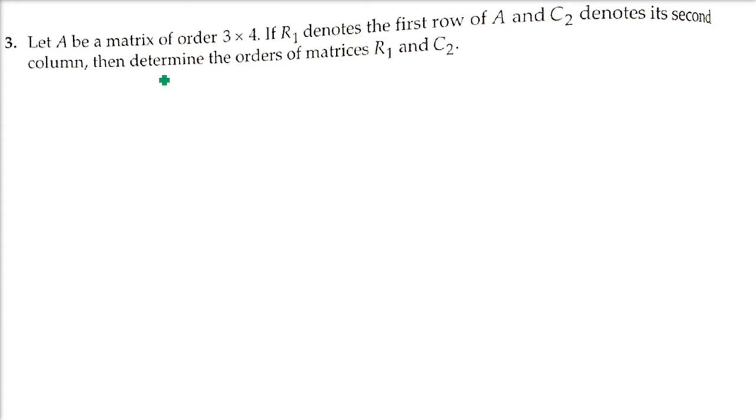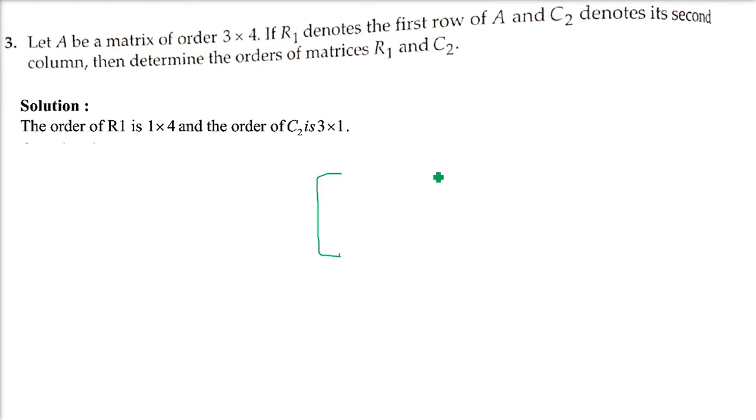Let A be the matrix of order 3 cross 4. Let R1 denote the first row of A and C2 denote its second column. Then determine the orders of matrices R1 and C2. So here it is talking about a row matrix and column matrix. Please remember, a row matrix will have only one row.